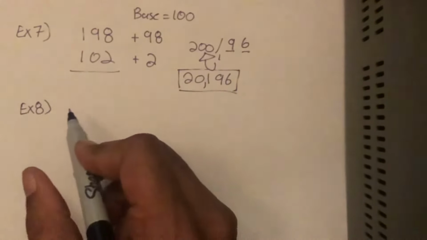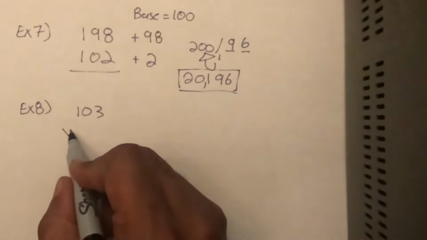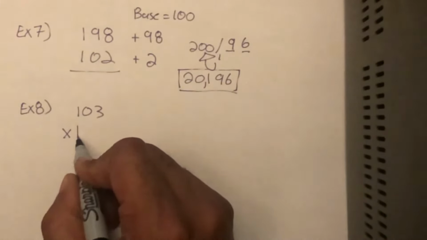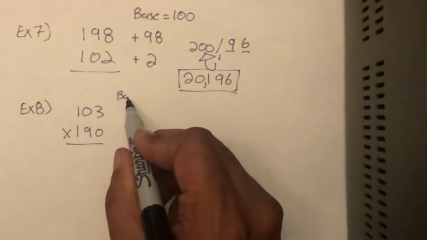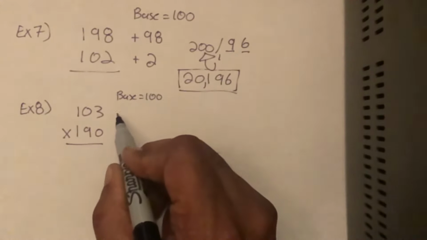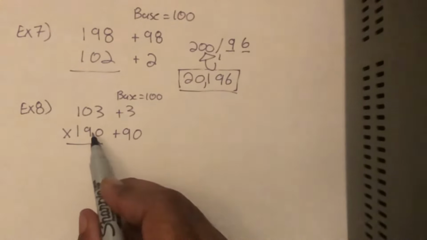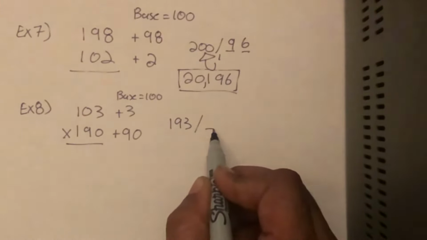Example 8. Let's do 103 times 190. So base is 100. Surplus of 3 from 100. Surplus of 90 from 100. I'm going to cross add this way. 190 plus 3 is 193. Put a slash, 2 spaces.